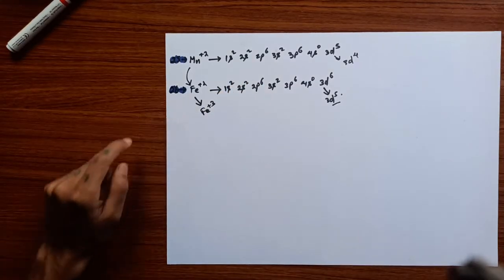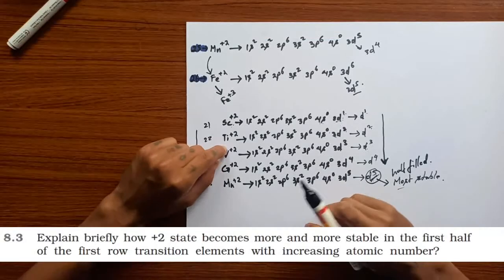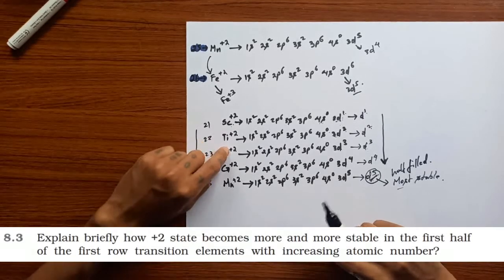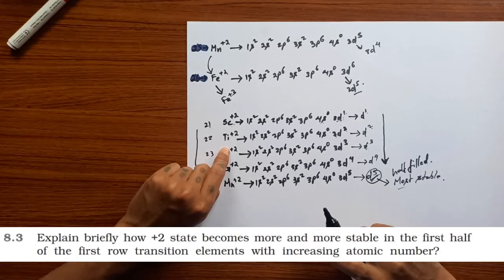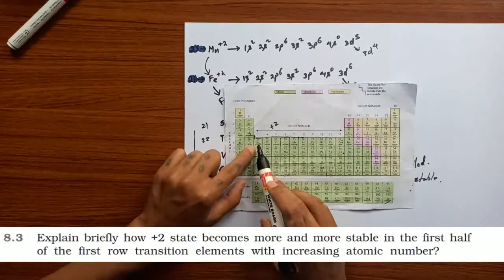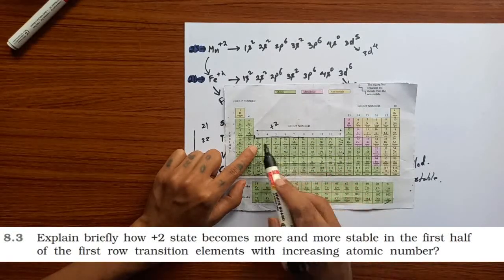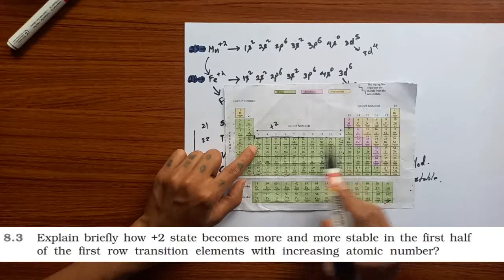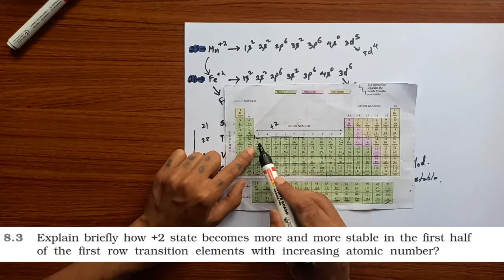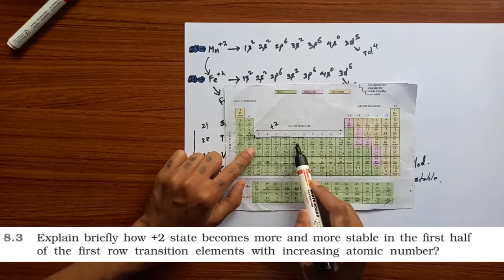That's the answer. Let's take a look at question 8.3. Explain briefly how plus 2 states become more and more stable in the first half of the first row transition elements with increasing atomic number. So this is the first row of the transition elements. We have scandium to zinc, and the first half of this will be from scandium to manganese. That is scandium, titanium, vanadium, chromium, and manganese.